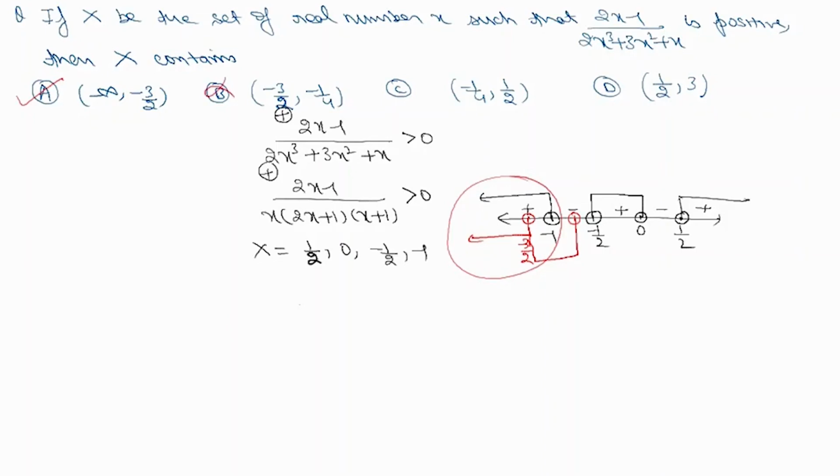Now between minus 1 by 4 and 1 by 2. So between minus 1 by 4 and 1 by 2, again there are certain intervals where this inequality is incorrect. So that means this is also not correct. Now what about 1 by 2 and 3? So 1 by 2 and 3, it does lie in the solution. So the answer to this question is A and D.